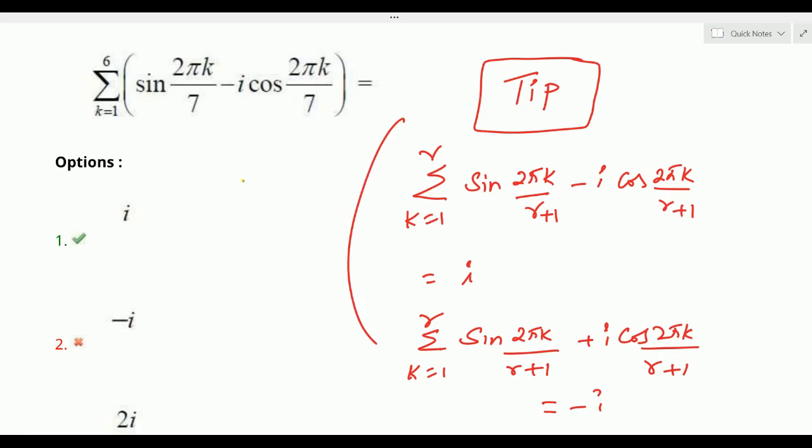Therefore, according to this one, what is a? k varies from 1 to 6, అంటే r is equals to 6 ఉంది. ఓకేనా? అంటే r plus 1 అంటే 7 ఉందా లేదా? Yes, r plus 1 is 7. Therefore, this result is in the form of first result. That is clearly i. ఓకేనా? అని ఫస్ట్ ఆప్షన్. ఈ టిప్స్ కూడా మనకి చాలా ఇంపార్టెంట్.